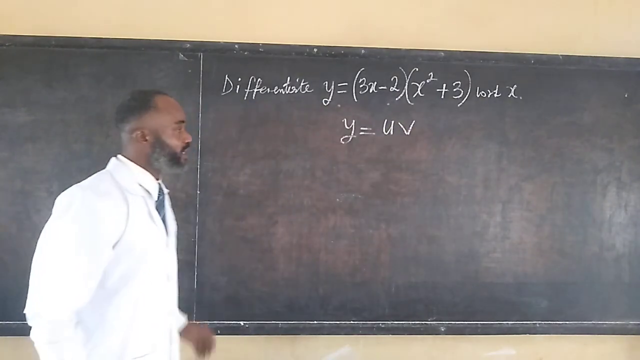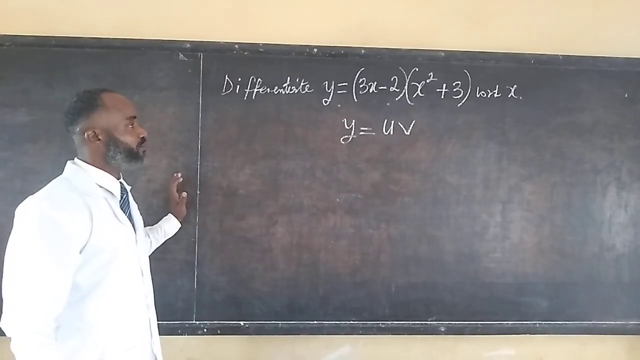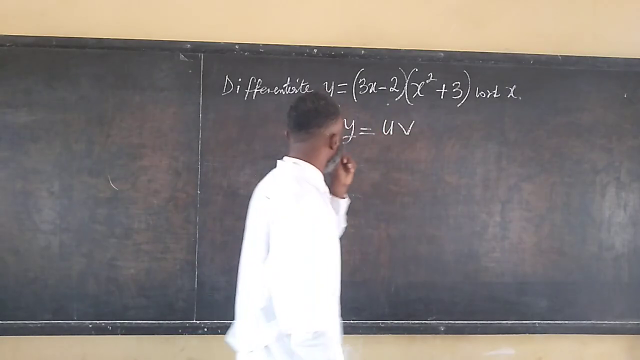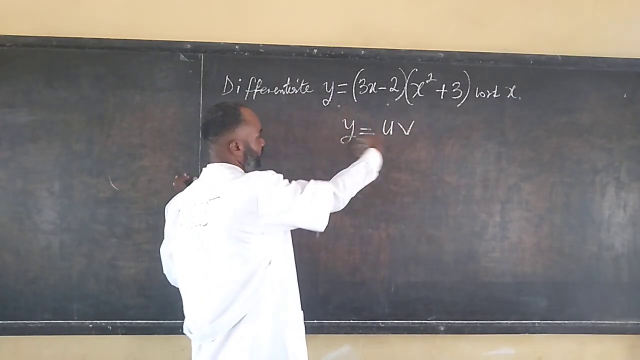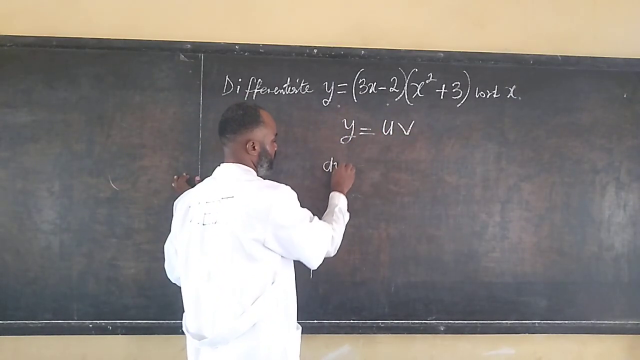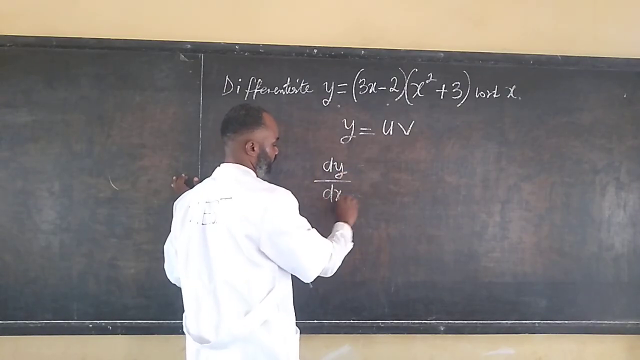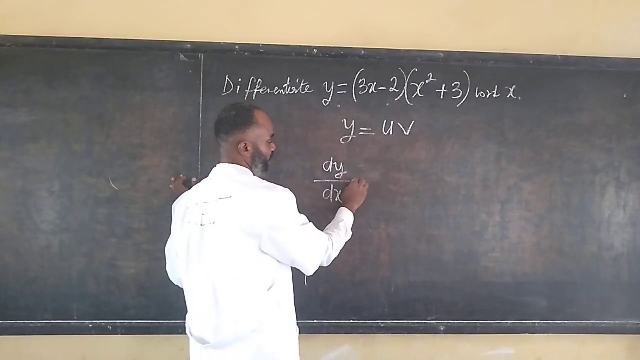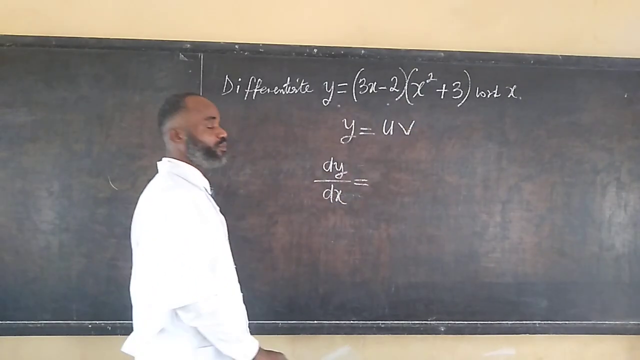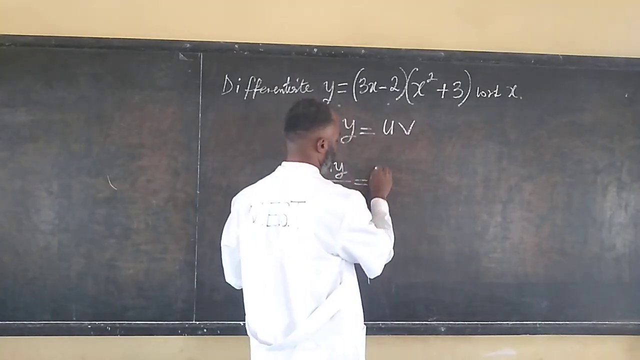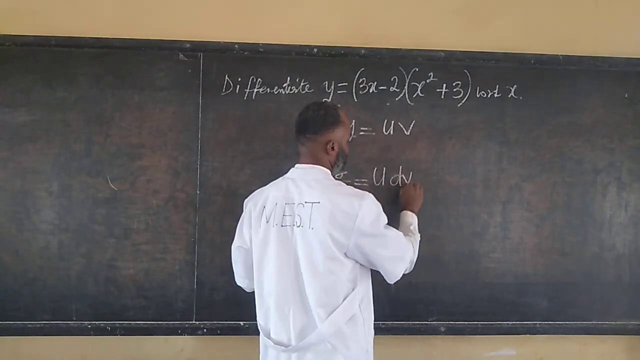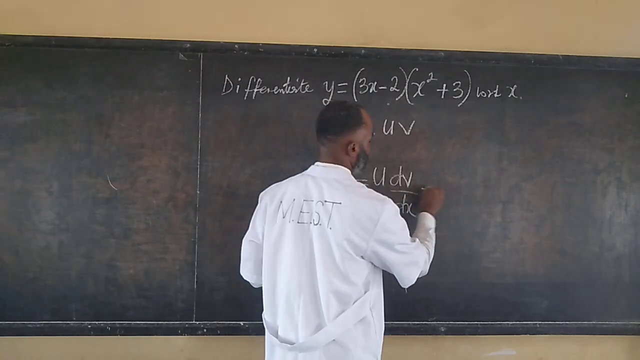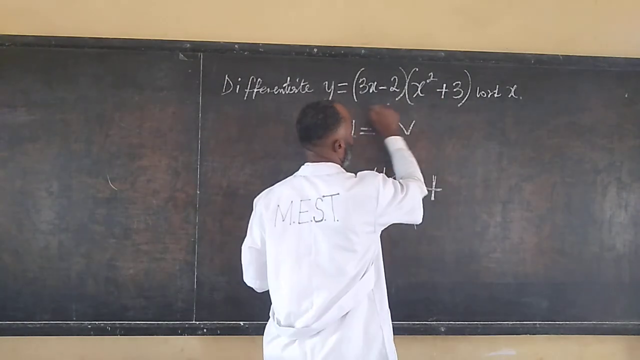So what we need to do here is simply to differentiate this expression with respect to x. We do that by first taking note of this, which is dy/dx. We're going to differentiate everything about y with respect to x. And how do we do that? Very simple, we keep u. Once we keep u, we differentiate v with respect to x. Good.